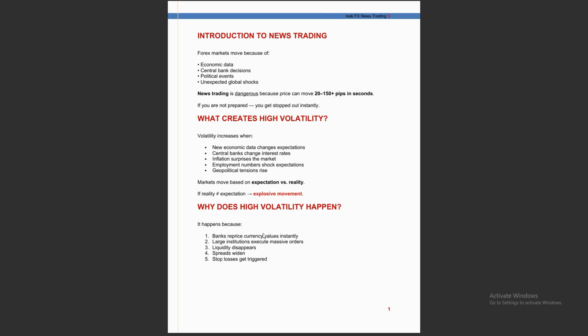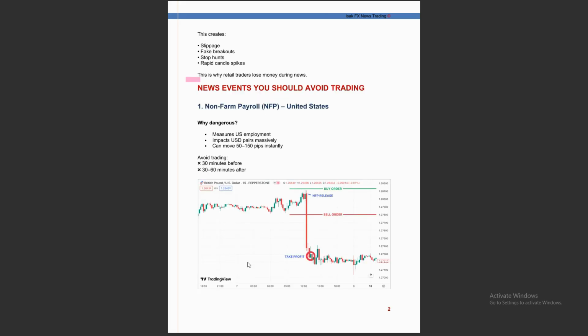The other reason high volatility happens is that spreads get widened, which increases the charge amount and significantly lowers our balance. Stop losses also get triggered, which creates slippage, fake breakouts, and stop hunts. Accounts get stopped out because of high volatility, and there will be rapid candle spikes like this one. This is why retail traders lose money during news.